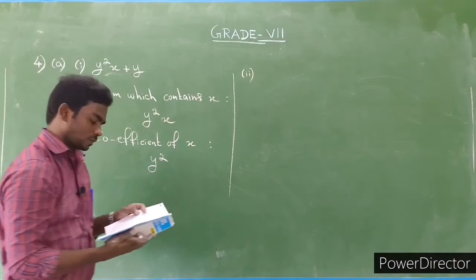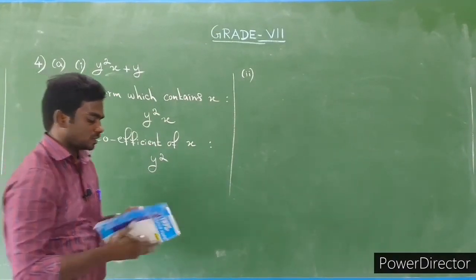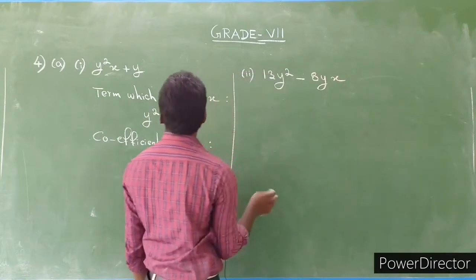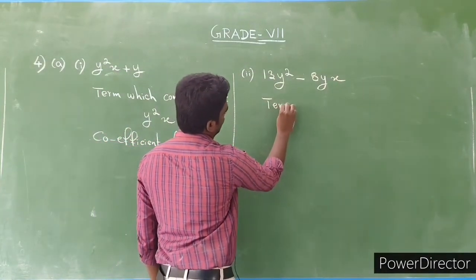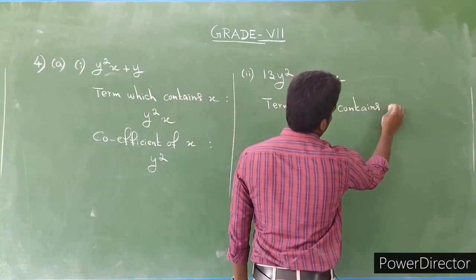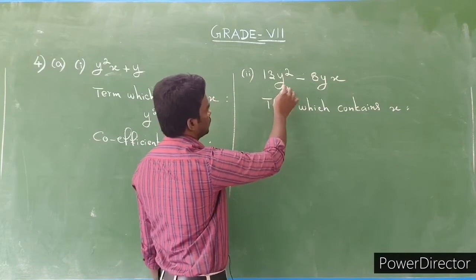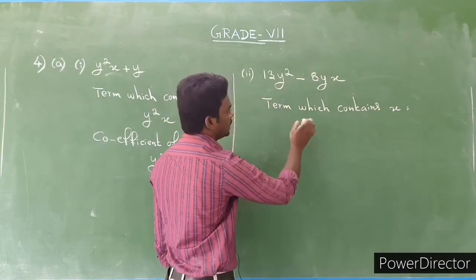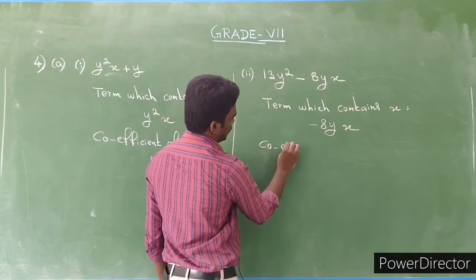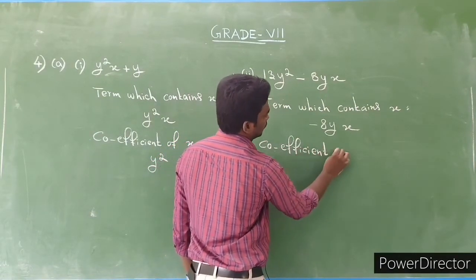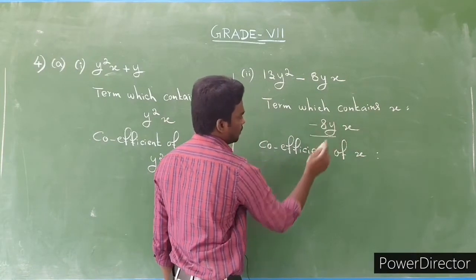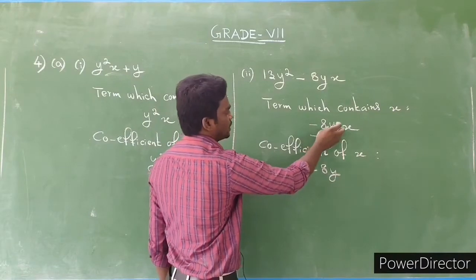Second one, 13y square minus 8yx. Here the term which contains x: we have two terms, 13y square and minus 8yx, but the term which contains x is only minus 8yx. Next, the coefficient of x. Here the coefficient of x is minus 8y. Minus 8y is the coefficient of x here.